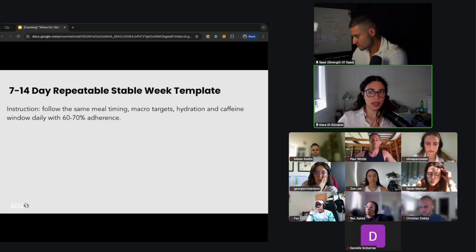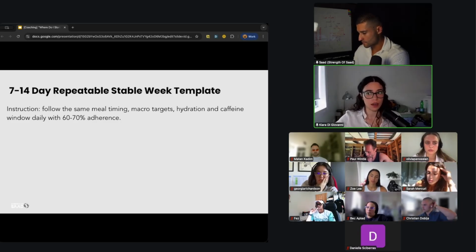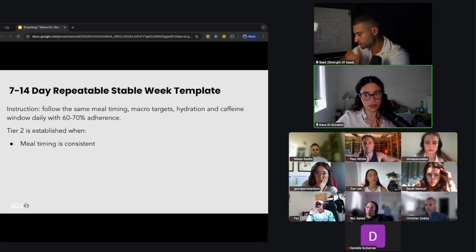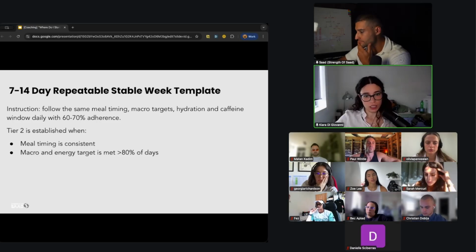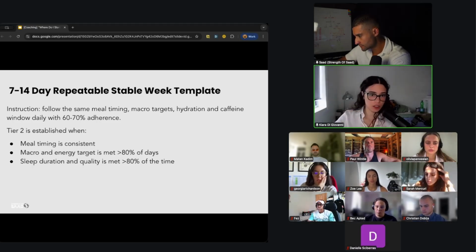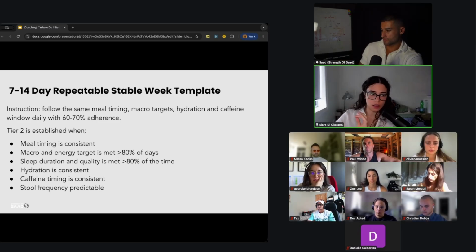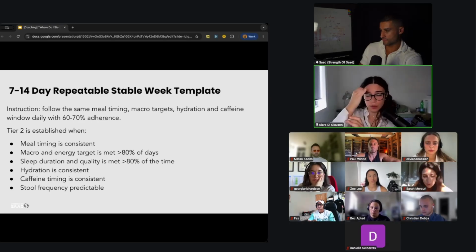So the plan is to follow the same meal timing and macro targets, hydration and caffeine window with about 60 to 70% adherence. And this is established when meal timing is consistent, the macro and energy target is met more than 80% of the days, the sleep duration and quality is met more than 80% of the time, the hydration is consistent, caffeine timing is, and stool frequency is relatively predictable.